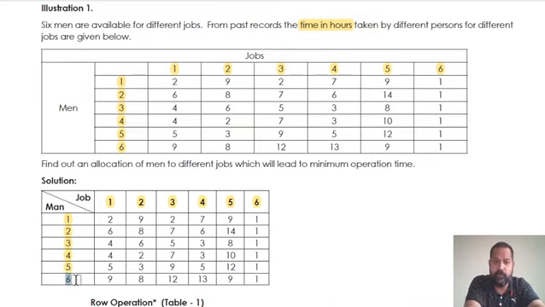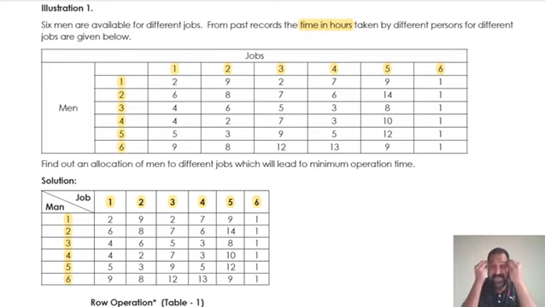Again, what do you want me to do? Well, I want you to find out the allocation of men to different jobs which will lead to a minimum operation time. Now, can I ask you one thing? What is given to you? What is given to you is the time taken for every person to do every job. Am I correct?